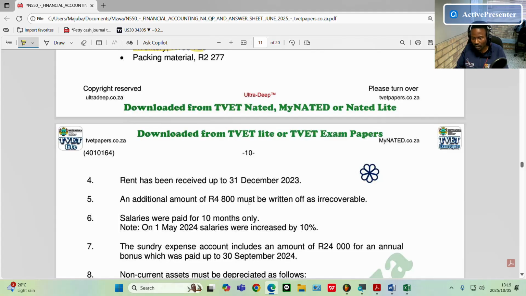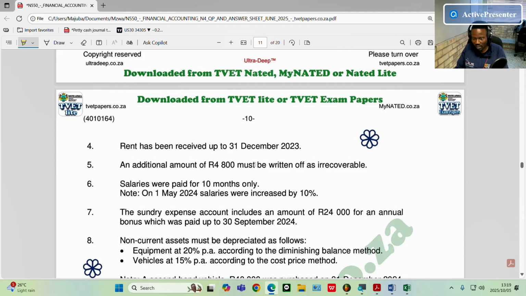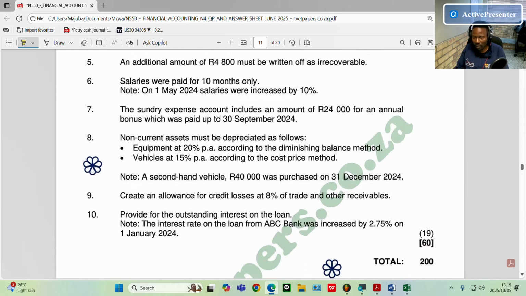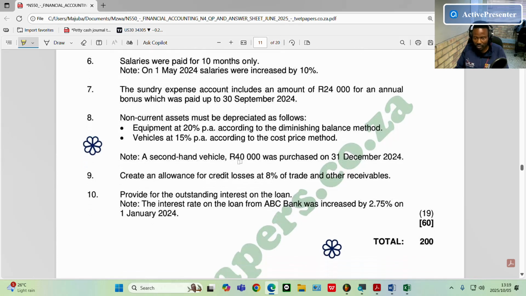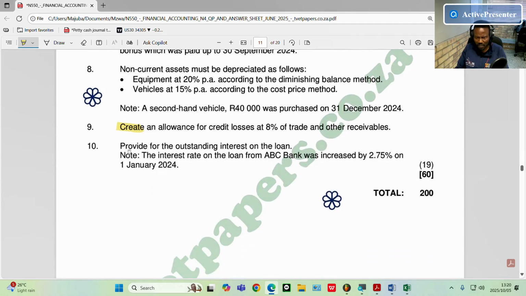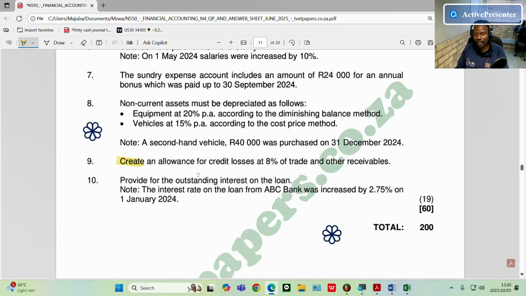An additional amount of 4.8 must be okay. This is credit losses, I almost said bad debts, and then salaries. So salaries are something else. Then it says this is an expense. Basically, we're still looking for income. The sundry expense, we're not going to be looking at expenses. Non-current depreciation, so we're not going to be looking at that for now. Obviously this is still for depreciation. And then it creates an allowance for credit losses. Once they say create, it will definitely be an expense because we are creating it from scratch. Had they said adjust, then we were going to calculate and compare whether it is an income or an expense. But since they said we must create, then definitely it's an expense. Then it says provide for the following: interest on loan. Since this is a loan, it's definitely under finance cost.